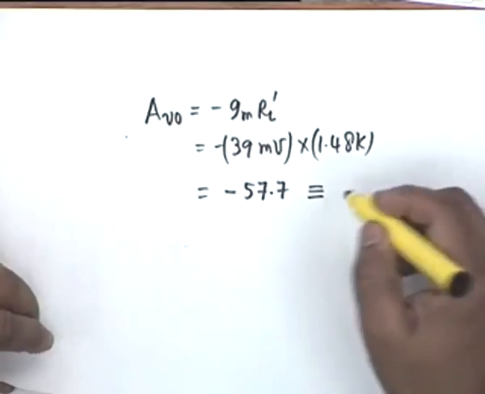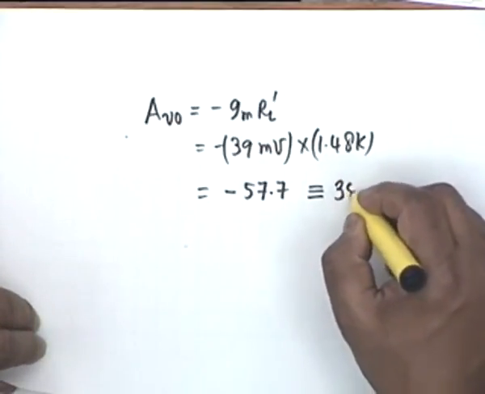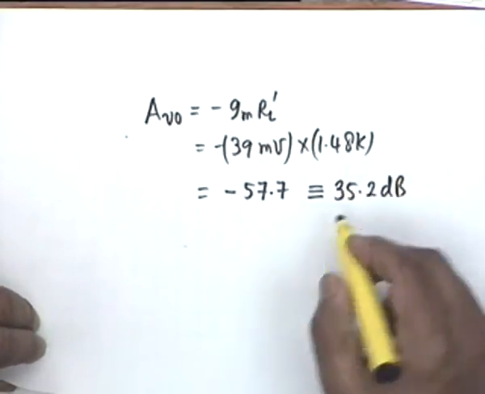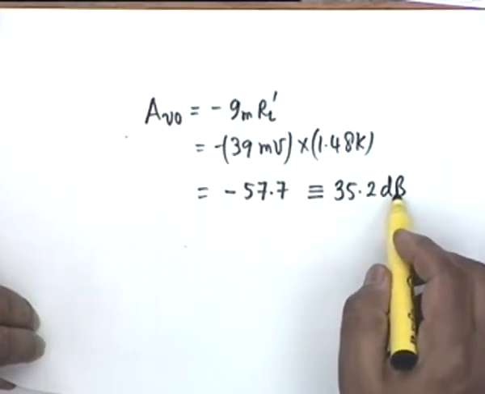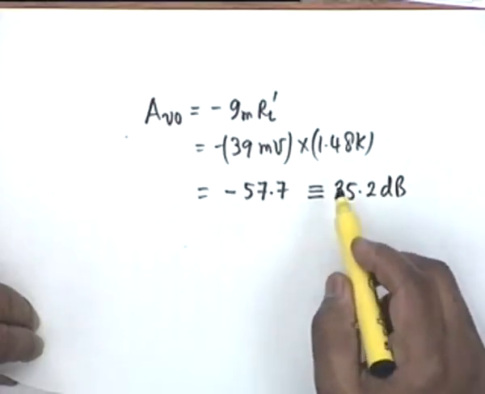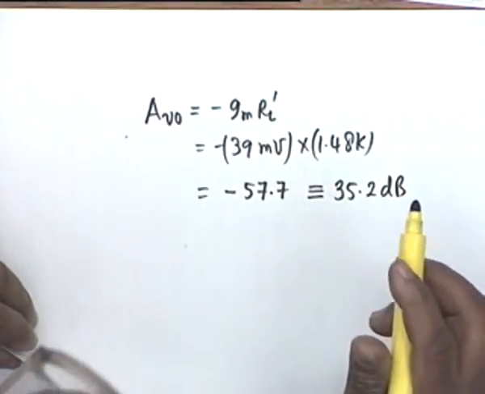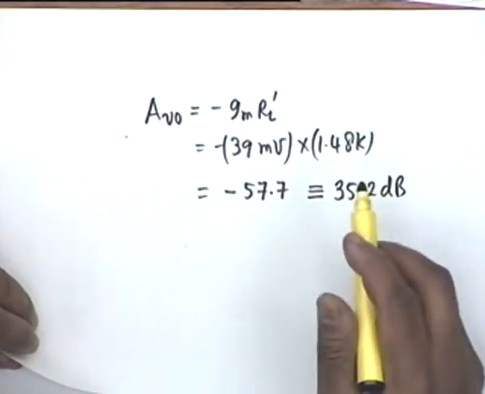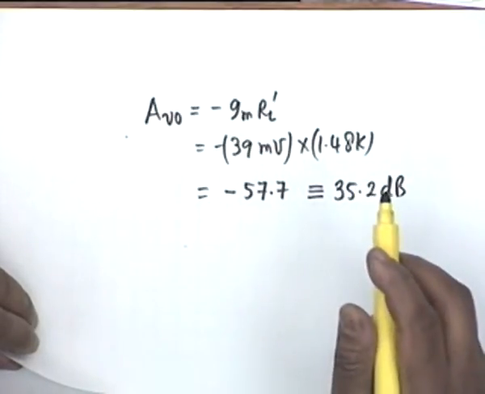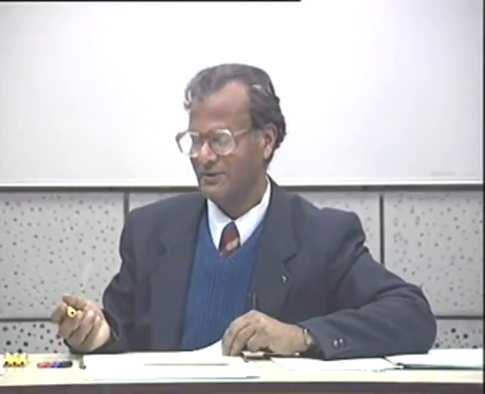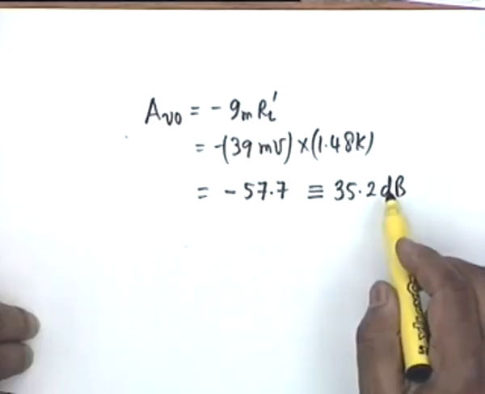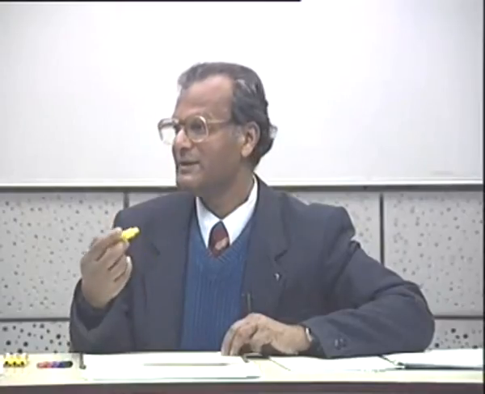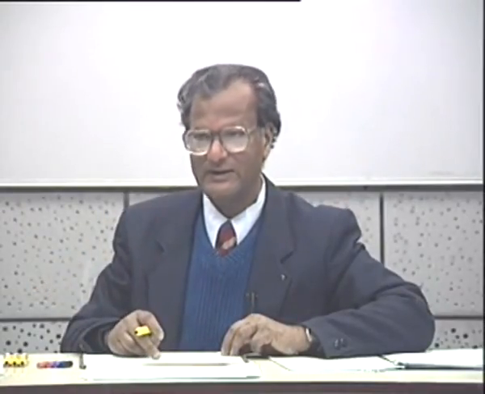Okay, so simply 57.7, and this comes out as 35.2 decibel. Mind you, when I write this number as so many decibels, it cannot be an equal to sign. It is equivalent to, triple parallel lines, means equivalent to. So minus 57.7 gain is equivalent to 35.2. You have to retain the phase separately. That the phase shift is 180 degree has to be retained separately.